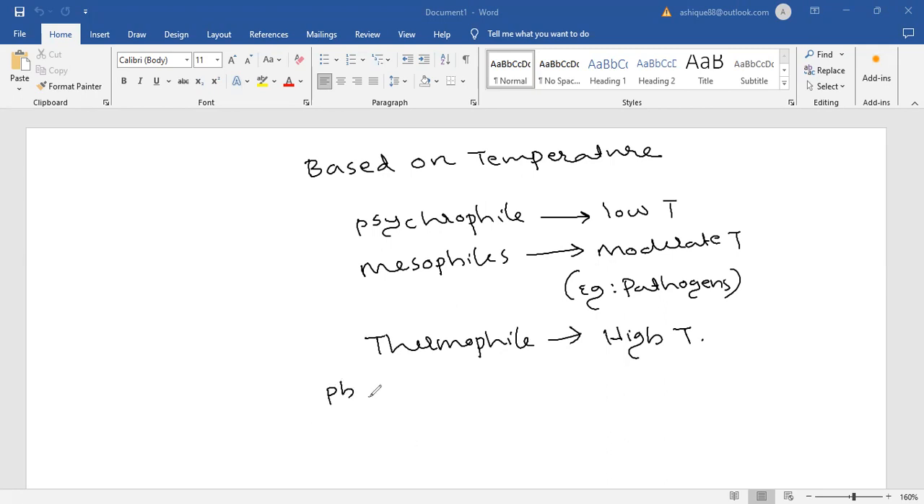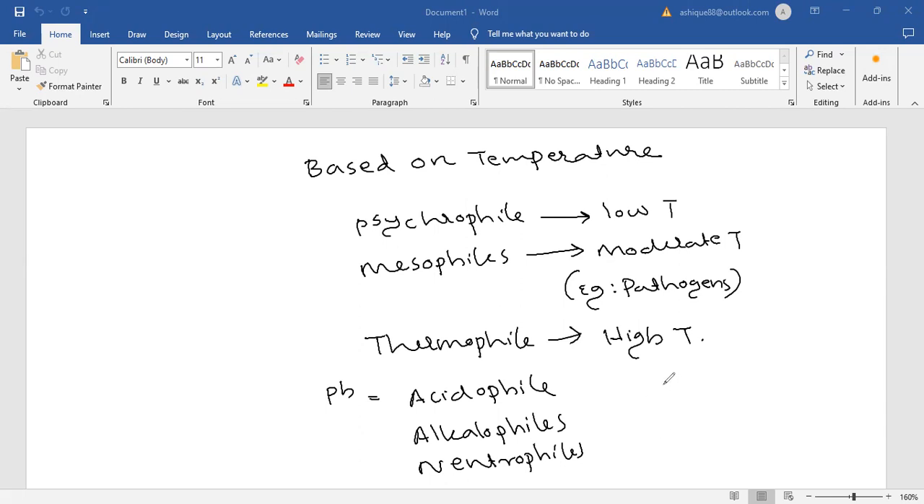If it is based on pH, you can classify the organisms into acidophiles, alkalophiles, and neutrophiles. Do you remember, in our blood there is a neutrophil, right?